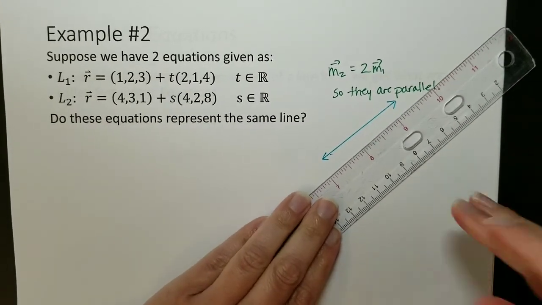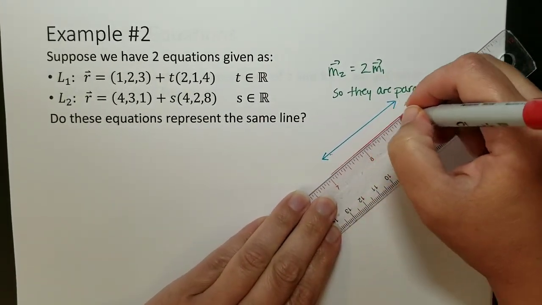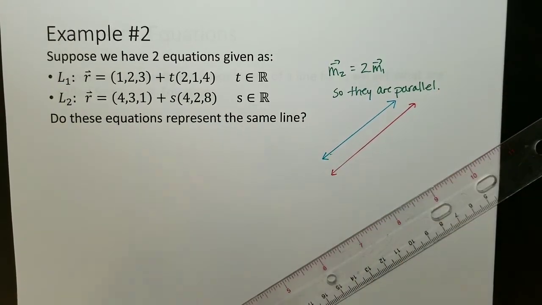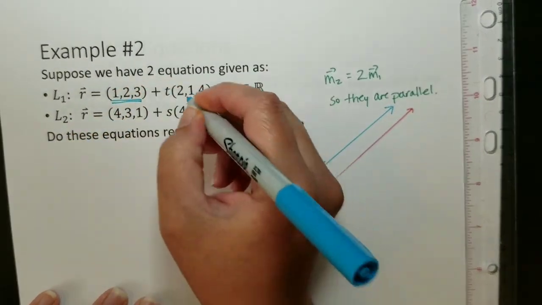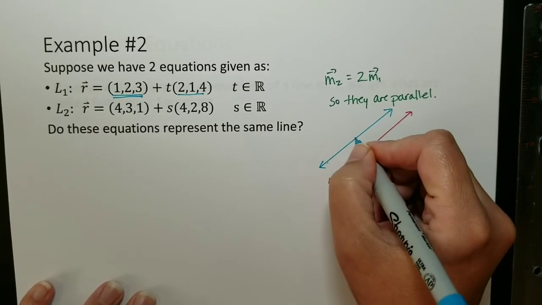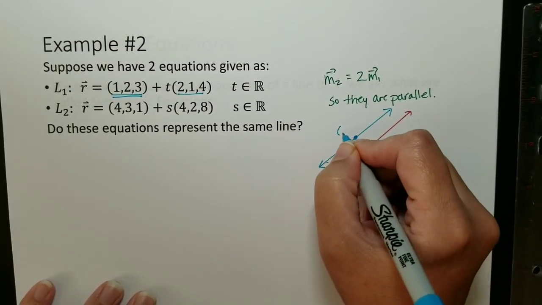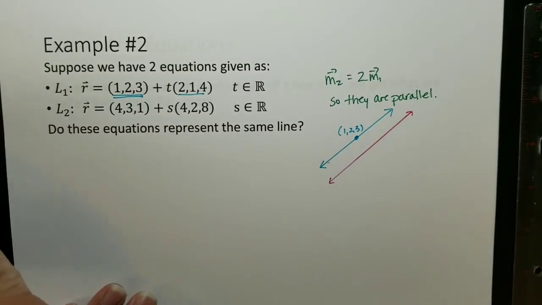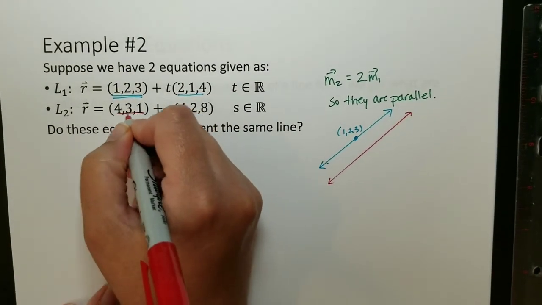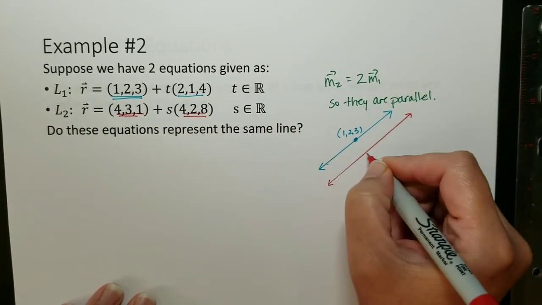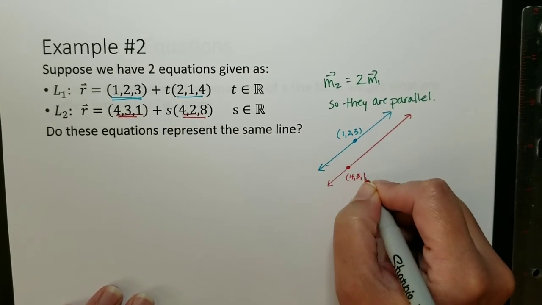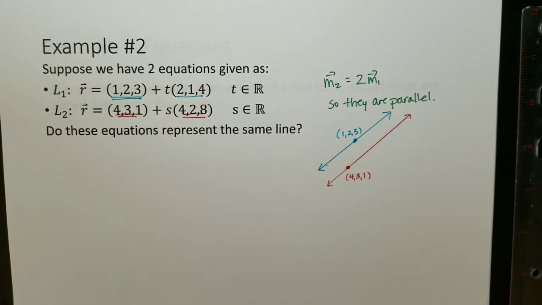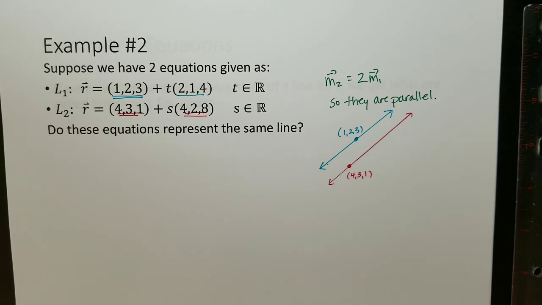I don't know if they're the same line yet, but for each one I have a point and a direction vector. So I know that this one has point 1, 2, 3, and the second line, L2, we know for sure that it's parallel, but it's got this other point over here, 4, 3, 1. And obviously we're drawing these in R3. It's a much more abstract diagram than what we would have in R2.